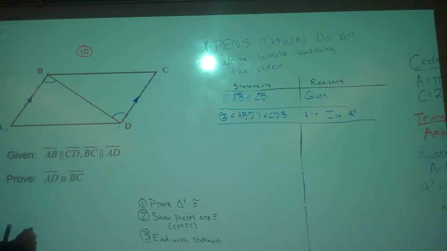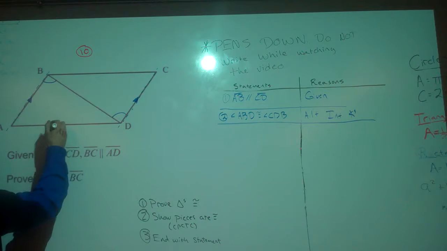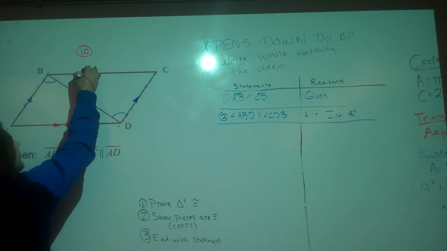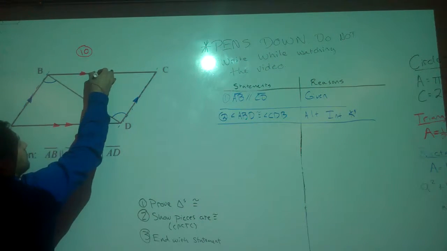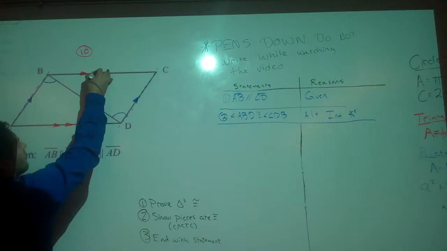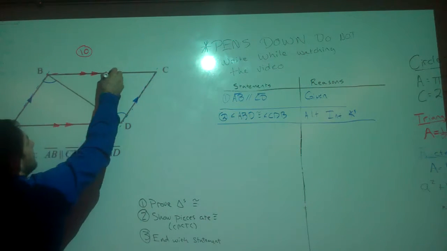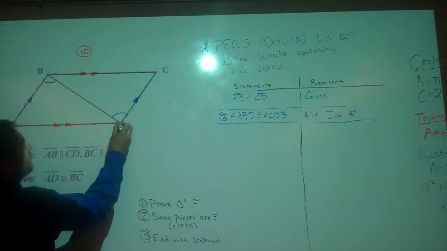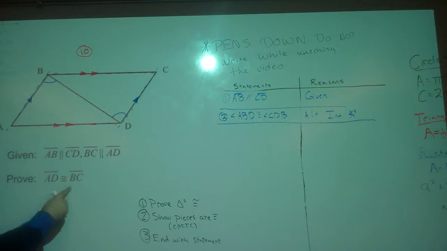The next given is that BC is parallel to AD. I'm going to use a different number of arrows to indicate that these lines are parallel to one another, but not to the blue lines. I'd also like to emphasize once again that the fact that they are parallel does not mean that they are the same length. That is the goal of our proof.